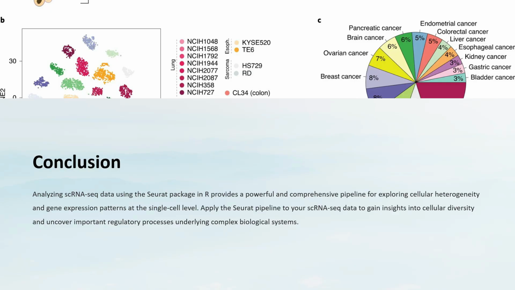Analyzing single cell sequencing data using the Seurat package in R is a powerful and comprehensive pipeline for exploring cellular heterogeneity and gene expression patterns at a single cell level. Applying the Seurat pipeline to your single cell data will help you gain insight into cellular diversity and uncover important regulatory processes underlying complex biological systems. That was it for our introduction lecture to single cell and how we can use it to make projections. In the next video, we are going to use the code to analyze a big data set of 300 megabytes.